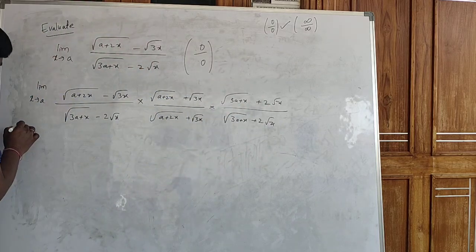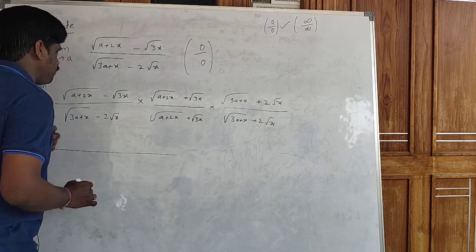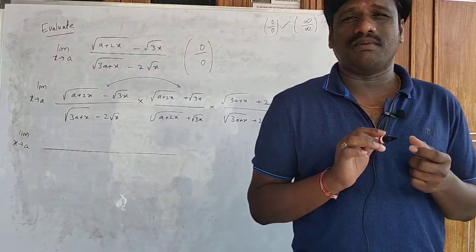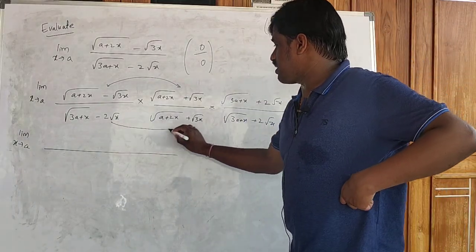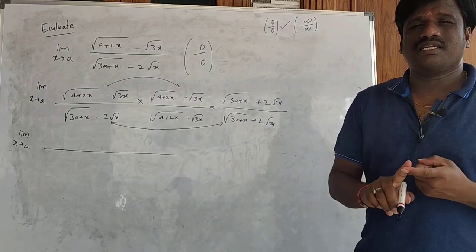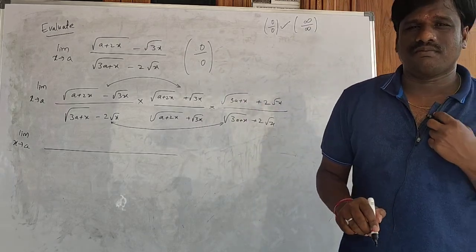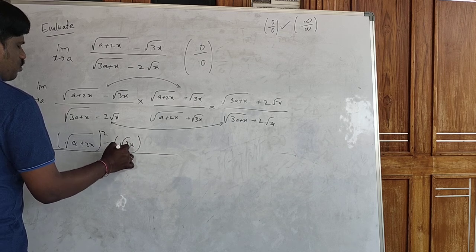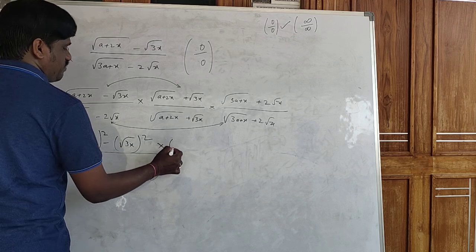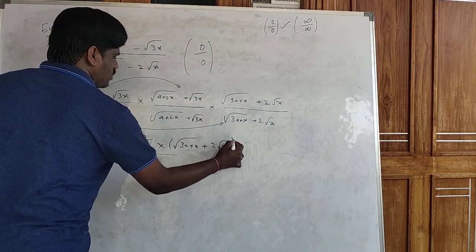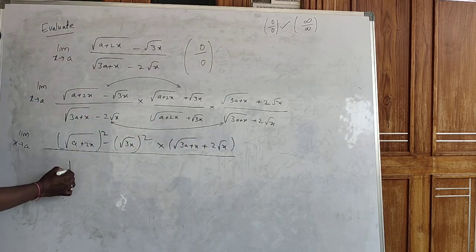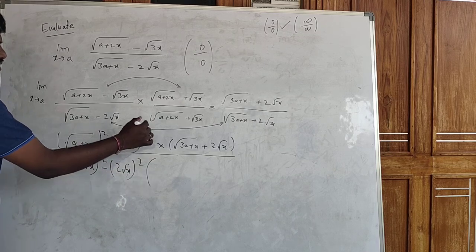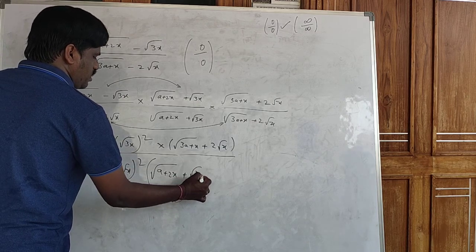Remember this. Now what I can write here is limit x tending to a. Look at the picture. These both look the same, like a minus b into a plus b. We have the formula a square minus b square. These two follow the factors rule, a minus b into a plus b is a square minus b square. So we have to apply that formula, correct? When I apply this, I get square root of a plus 2x whole square minus under root 3x whole square, into the rest, square root of 3a plus x plus 2 root x, divided by under root of 3a plus x whole square minus 2 root x whole square, into square root of a plus 2x plus root 3x. This is what we have.